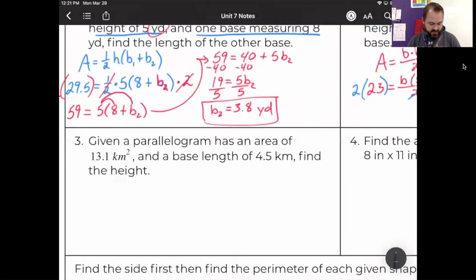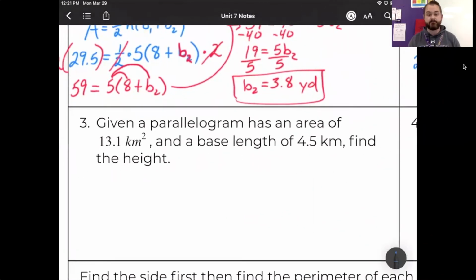All right, so here's what we've got now. Number 3, we've got a parallelogram. Has an area of 13.1 square kilometers and a given base of 4.5 kilometers. You're supposed to find the height. I want you to pause the video here and try this one on your own as well. When you're ready to check your answer, push play.